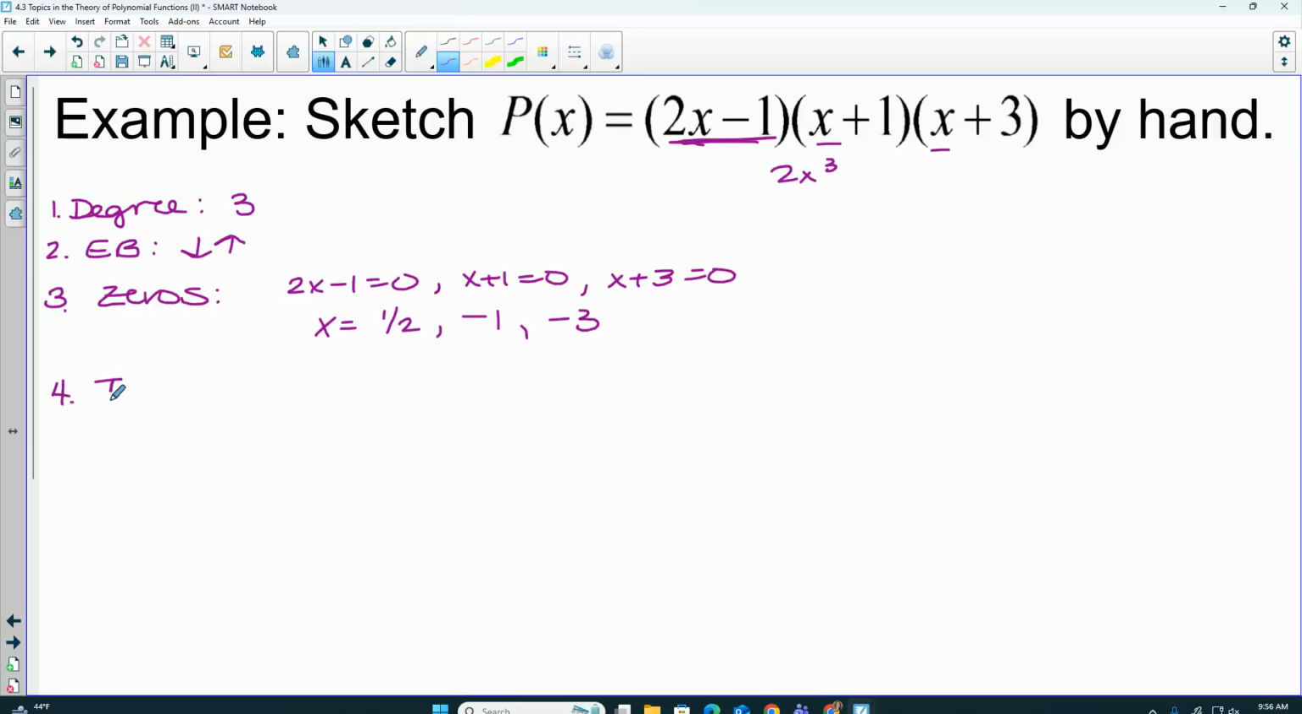Then we have to decide, will the graph go through or bounce at each of these? That is based off the multiplicity. All of these have a multiplicity of 1. 1 is an odd number, so what will it do? It'll go through all.